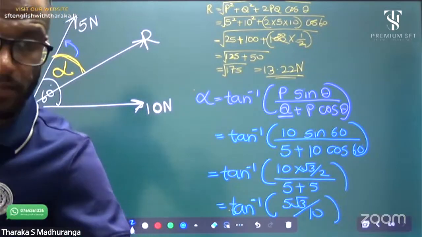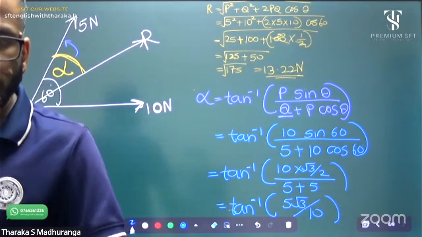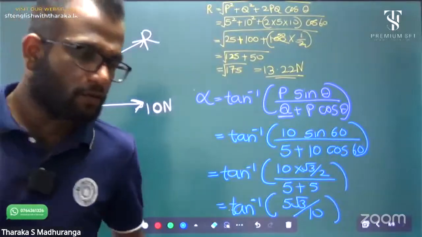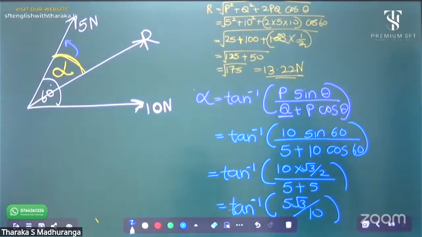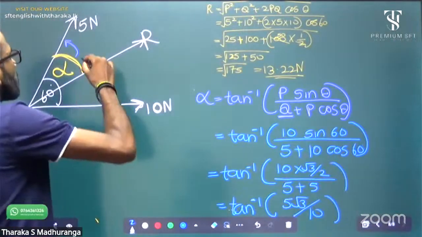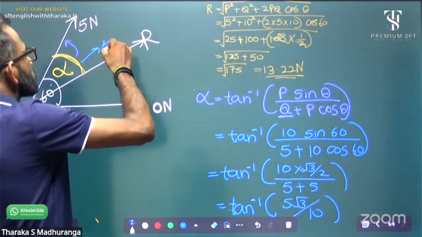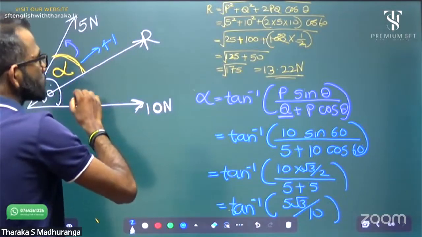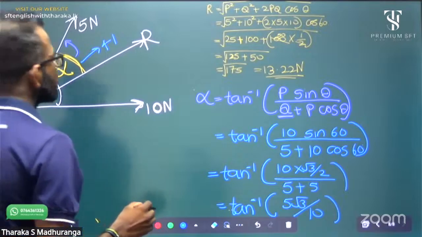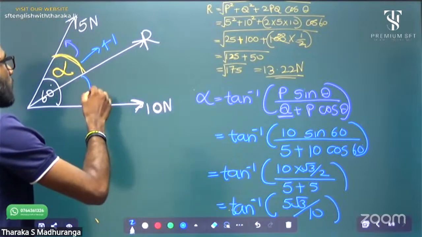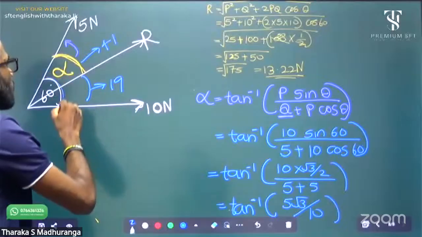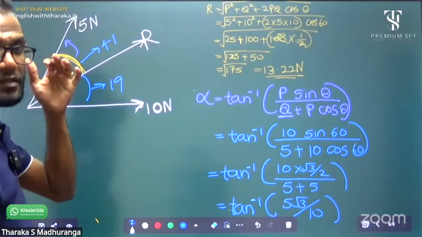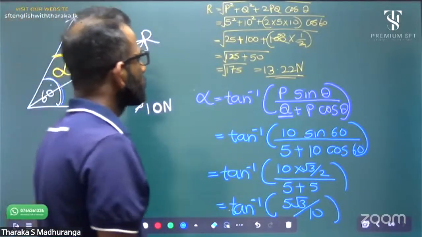Yes, it is 40, no? 41 or 40? Yeah, 41. This is 41. Then the remaining one, 90, no? Because the total angle is 60, it's 19. So 19.